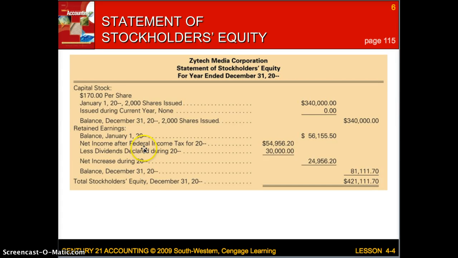So we have $170 per share. We issued 2,000 shares on January 1st of the current year, to give us $340,000 even. We didn't issue any during the current year, so our balance is $340,000 even. Our retained earnings would be our balance as of January 1st, then our net income after federal income tax, less any dividends, will give us our net increase during the year, and we can find our total stockholders' equity here.